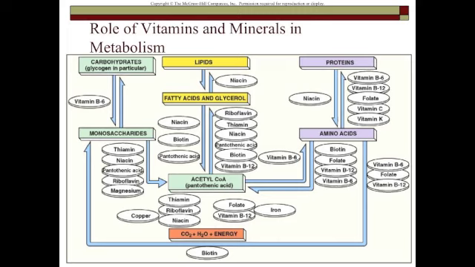Notice all of the B vitamins associated with metabolism in this slide. It's not necessary to memorize the names of all these vitamins and where they play a role. Just be familiar that the B vitamins are coenzymes that are important in metabolism. This concludes part 2.